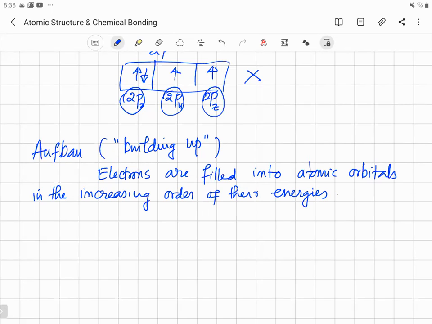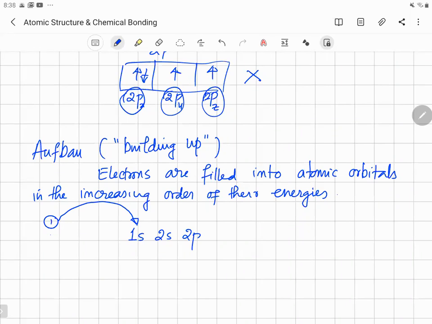That means the lowest energy is filled first, then only the electron goes to the upper energy. Say if I have many orbitals, right? 1s, 2s, 2p, etc. So if there is one electron, according to the Aufbau principle, this electron should go to the 1s atomic orbital, because the 1s atomic orbital has the lowest energy.